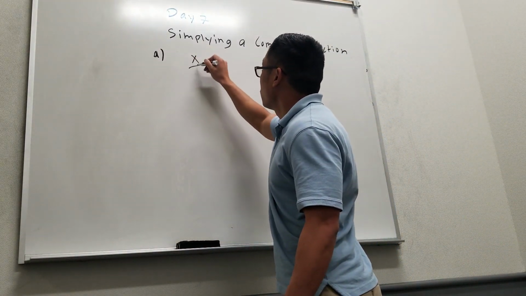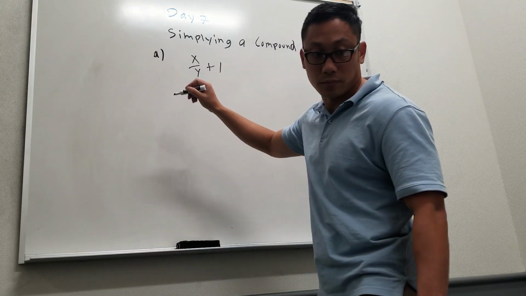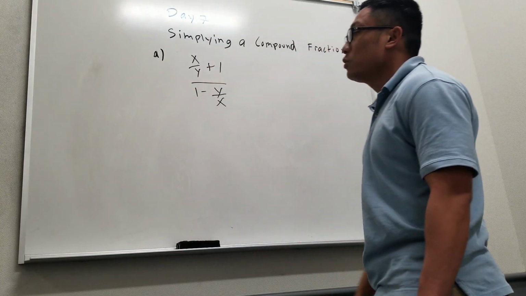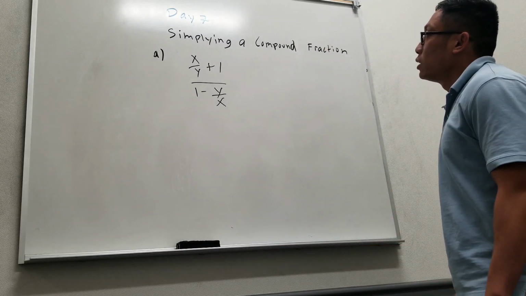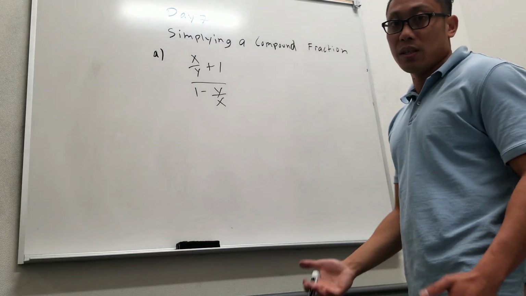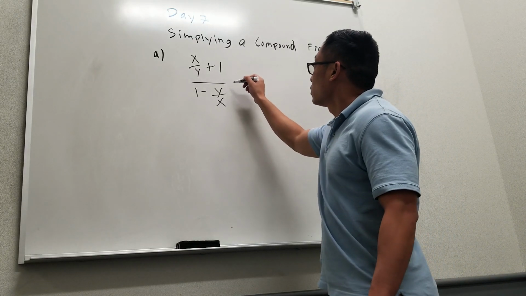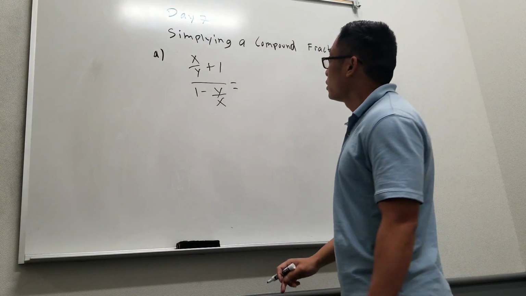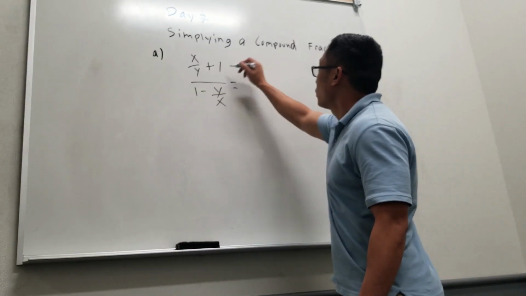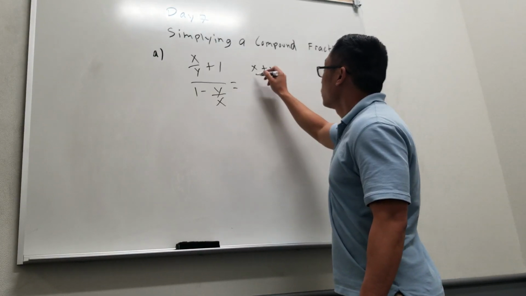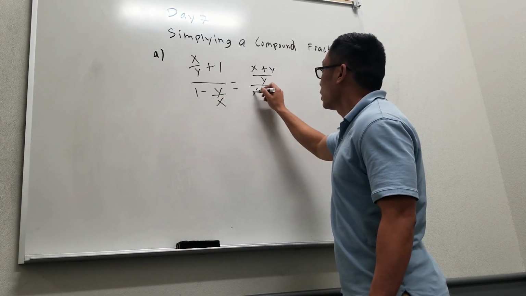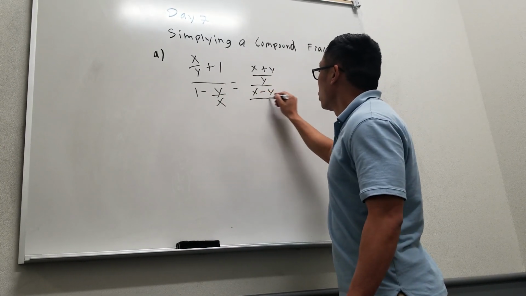So you have x over y plus 1, over 1 minus y over x. There's many ways to do this, but I think this might be the easier way. It depends on you. So I'm going to do the top first. The LCD on the top is y, so this one needs a y, so I'm going to put plus y over y. The LCD in the bottom is x, so this one I need to multiply by x over x.